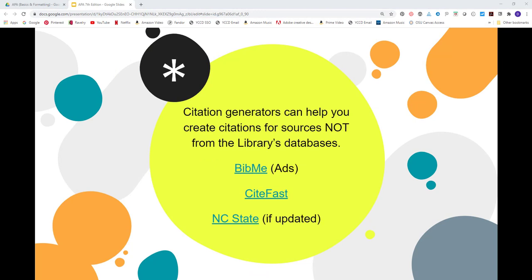For items that you didn't find in the library's catalog or various databases, you can find citation generators online. Some have heavy ads and are automated to pull the components from the web, and some you manually enter the components, but both can help you create APA formatted citations. Be sure to verify which edition of APA it uses and edit your citation if needed.